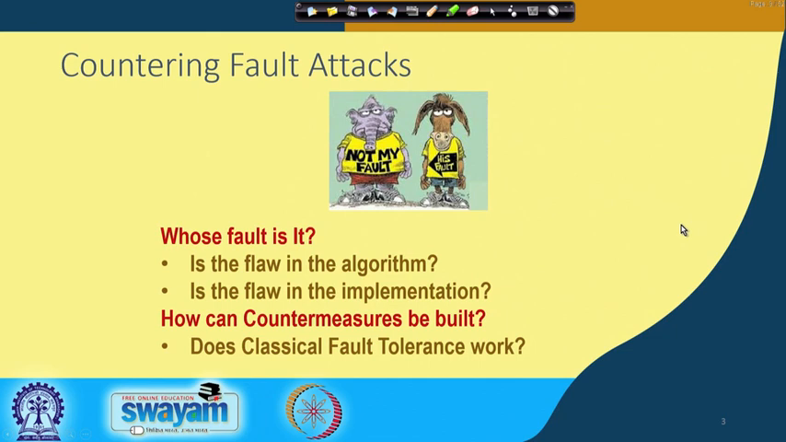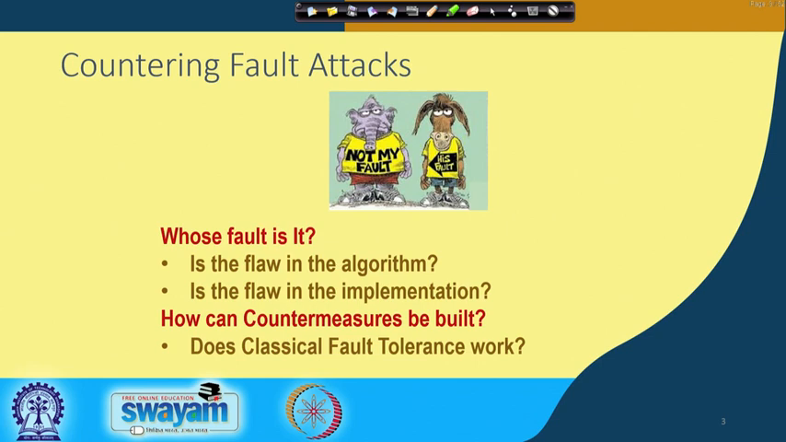So, to start with, it is very important, as we have seen, to address fault attacks, because fault attacks can be devastating for cryptographic implementations. So, the question is, whose fault is it? Naturally, there can be a debate about that: is it a flaw in the algorithm or is it a flaw in the implementation?